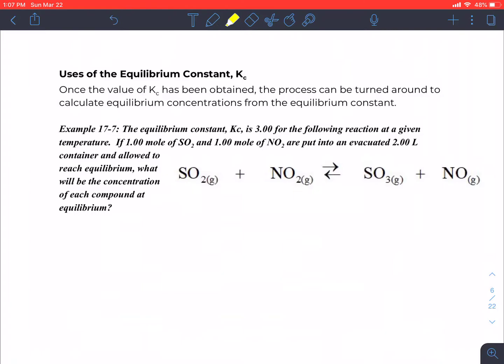But once the value of Kc has been obtained, the process can be turned around to calculate equilibrium concentrations from the equilibrium constant. So this is more of an application problem. Okay, so let's do one. This is how we can use the equilibrium constant in several types of calculations. Okay, so example 17.7. The equilibrium constant, Kc, is 3 for the following reaction at a given temperature. If 1 mole of SO2 and 1 mole of NO2 are put into an evacuated 2-liter container and allowed to reach equilibrium, what will the concentrations of each compound be at equilibrium?